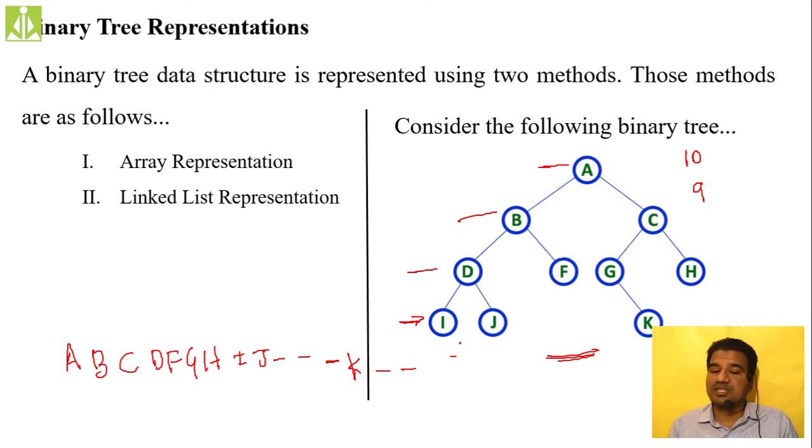So that is the advantage of moving towards one more level and adding, because I is not having any left child, right child, so add two more hyphens. J is also not having any left child, right child, add two more hyphens. Okay, then K is also not having any left child, right child, so add two more hyphens.